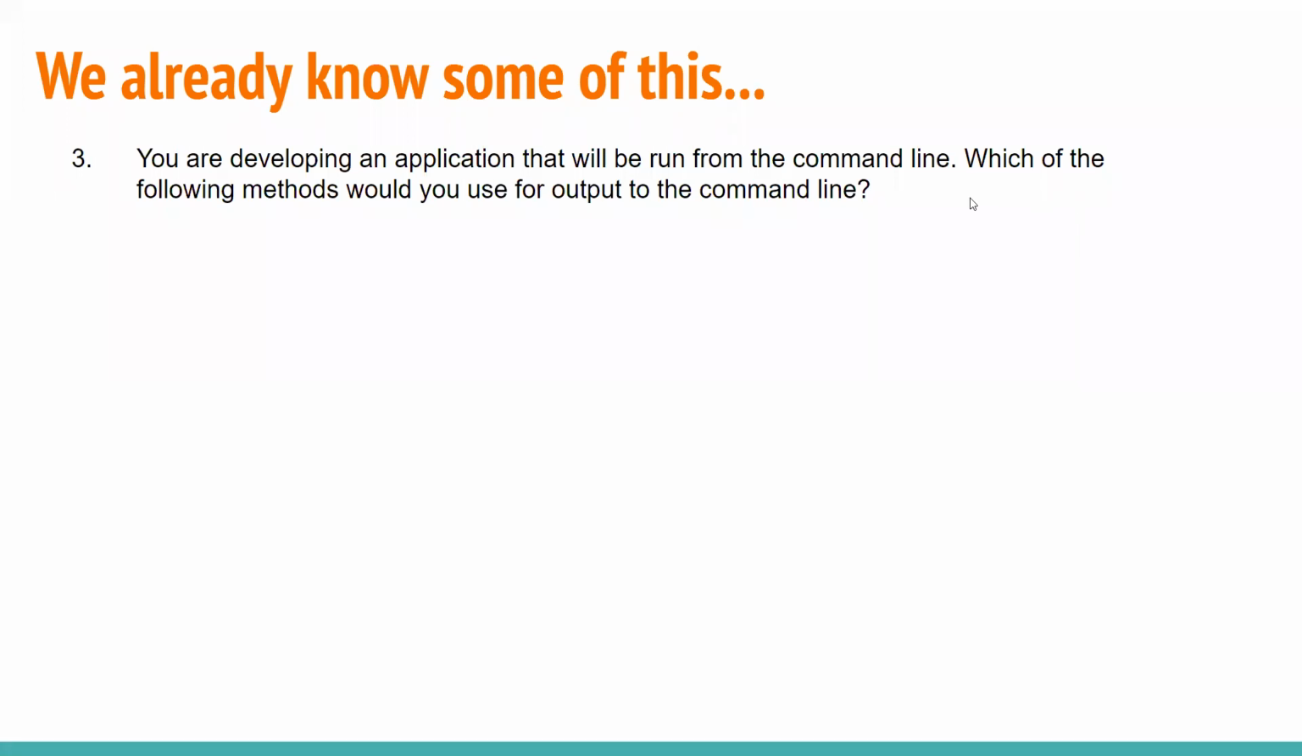Last question. So this is another question that technically you should only know by the end of chapter 5. You are developing an application that will be run from the command line. Which of the following methods would you use to output to the command line? Which of these methods would I use to output to the command line? So if I'm in a console-based application, how would I output? That's an interesting answer. Okay. Again, I got 2 answers, which surprises me.